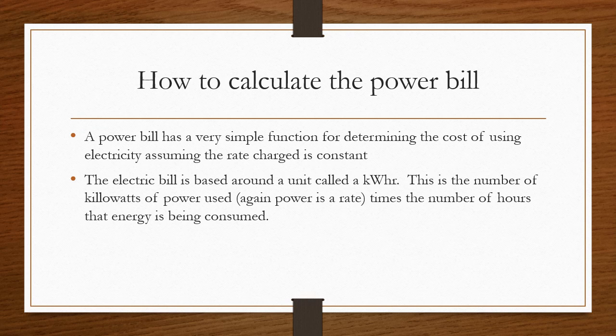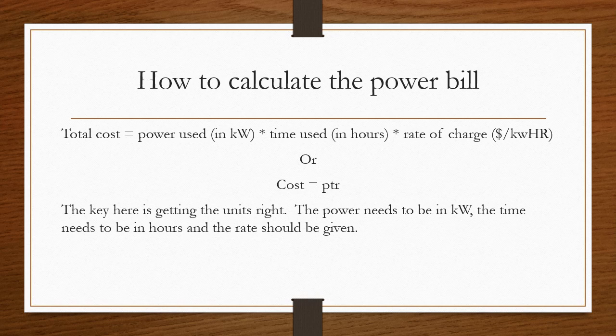It's also based around a unit called the kilowatt hour. This is the number of kilowatts of power actually used. Since power is a rate, we need to multiply that rate times the number of hours that the energy is being consumed to figure out the total amount of energy actually used by the household. It might sound confusing. It's actually really simple.